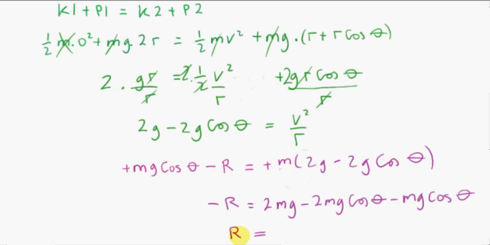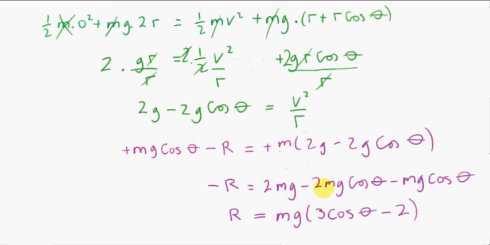So the magnitude of the reaction force is 2mg minus 3mg cos theta. Now obviously we can factorize mg out of this equation. And don't forget to change the sign, so this is the desired result. So this is the magnitude of the reaction force as a function of theta only.